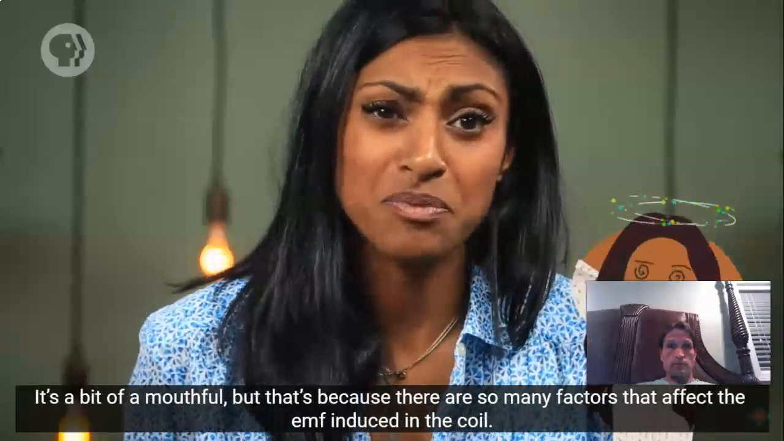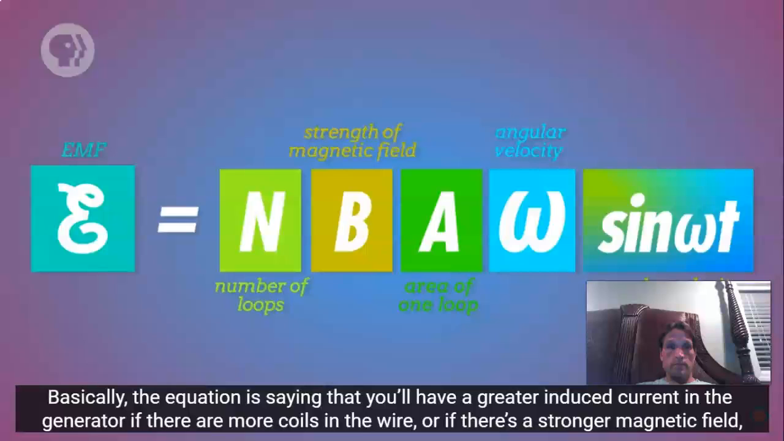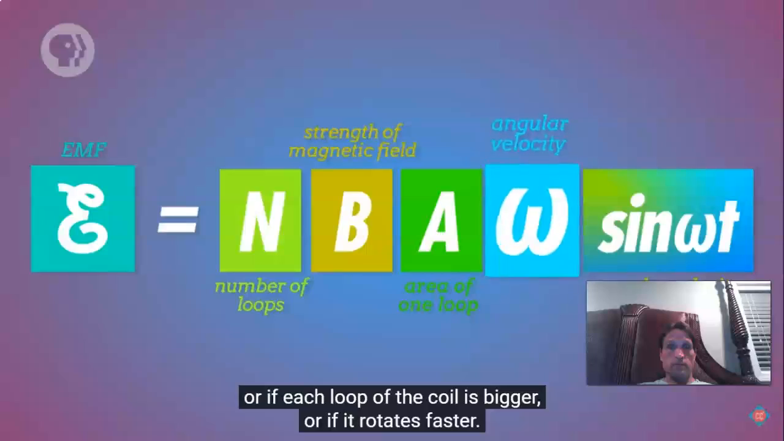It's a bit of a mouthful, but that's because there are so many factors that affect the EMF induced in the coil. Basically, the equation is saying that you'll have a greater induced current in the generator if there are more loops in the coil, or if there's a stronger magnetic field, or if each loop of the coil is bigger, or if it rotates faster.